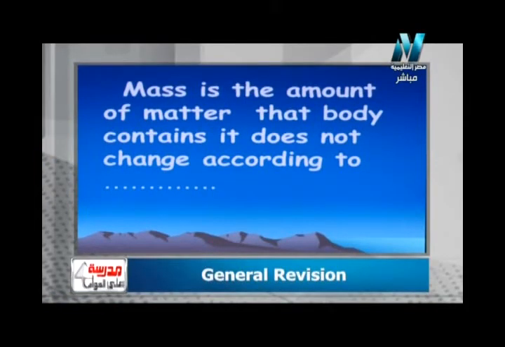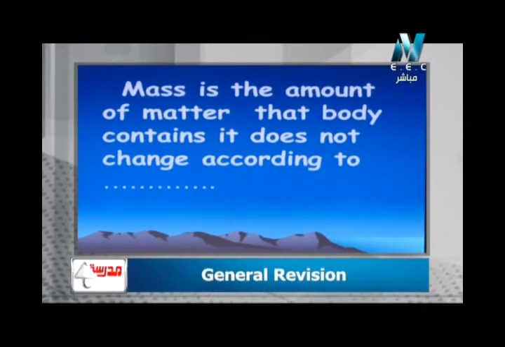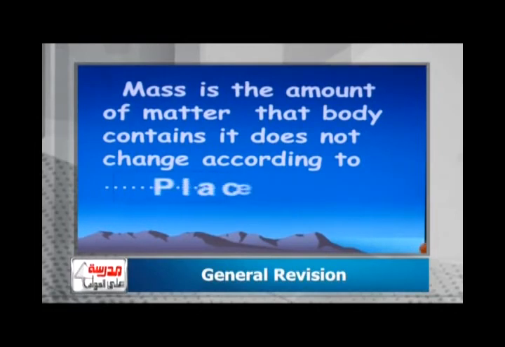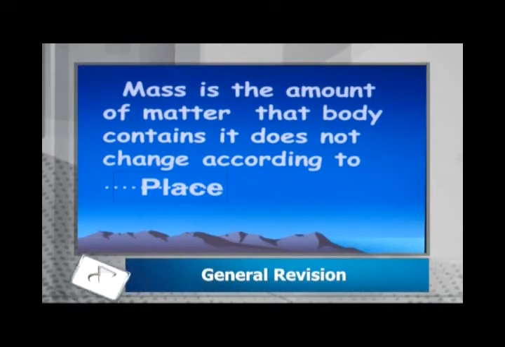So another question. Mass is the amount of matter that the body contains, and it doesn't change according to what? According to, for example, place. Mass is an amount of matter, and it doesn't change according to the place. So mass is a constant value. For example, if your mass here on the Earth is 50 kilogram, your mass on the moon will be 50 kilogram. Your mass on Jupiter, the biggest planet, will be 50 kilogram again. Why doesn't mass change? Because mass isn't affected by changing the place.